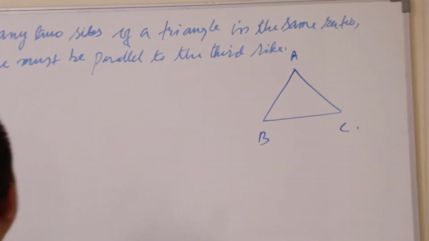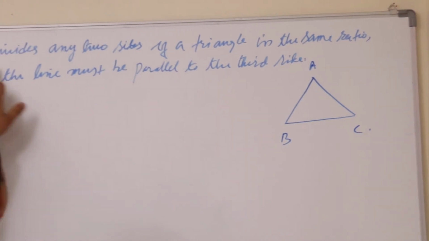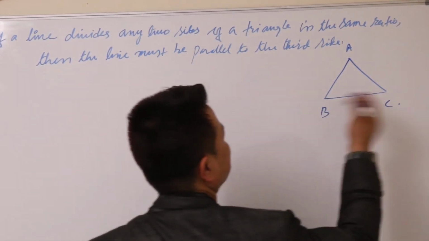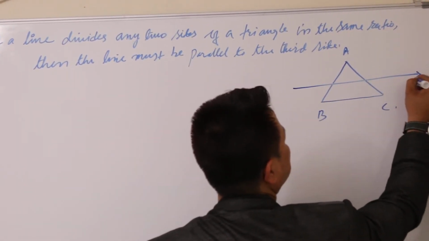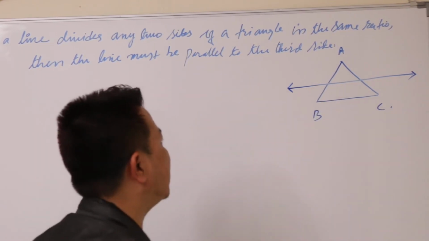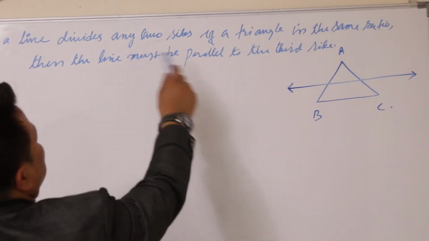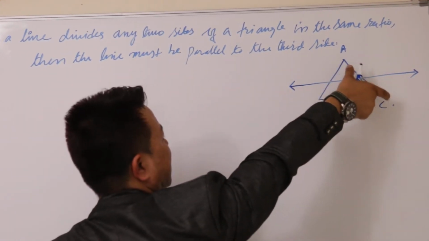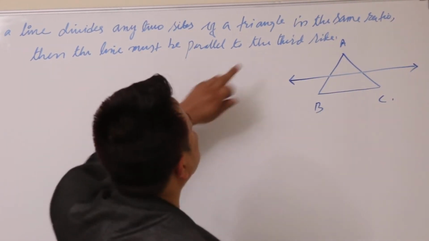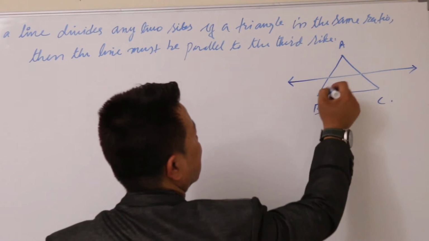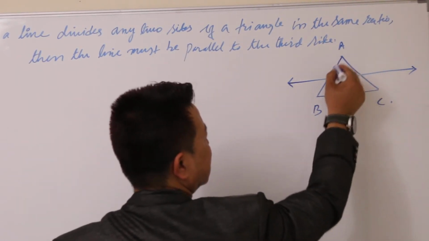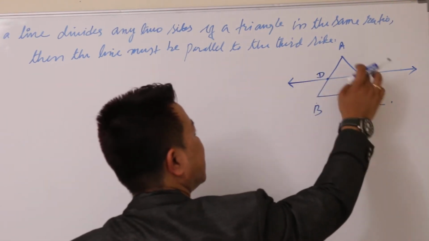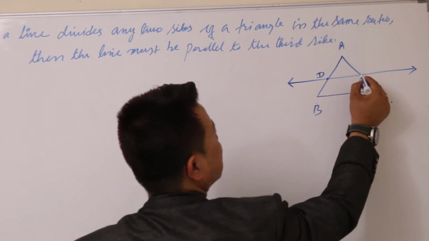Now let's understand the theorem. If a line divides any two sides of a triangle in the same ratio, for example, any line, this is a line and it divides two sides, one AB and another AC, in the same ratio. Suppose this line intersects side AB at this point, you can name it as D. Similarly, this line intersects the side AC at point E.